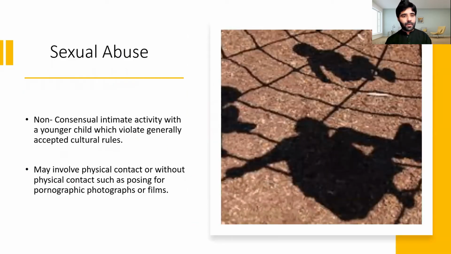We will focus more on sexual abuse. Sexual abuse is non-consensual intimate activity with a younger child which violates generally accepted cultural rules. It may involve physical contact or it can be without physical contact, such as posing for pornographic photography.